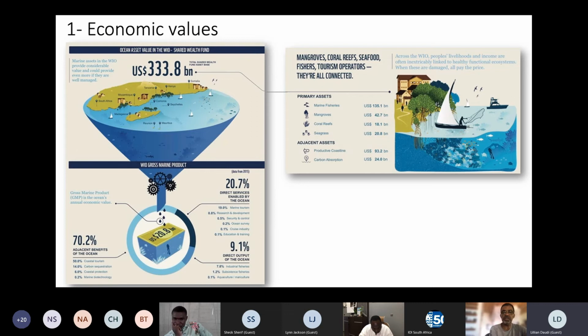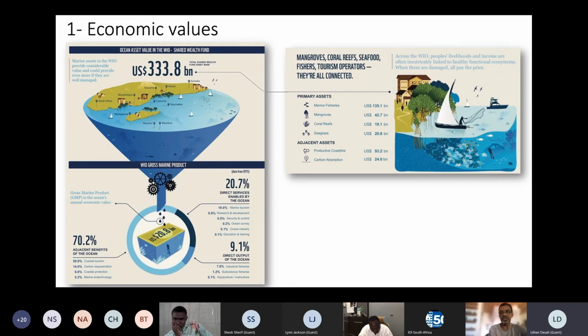So marine tourism is there, research and development is there, and so on. Then at the bottom there's the direct outputs of the ocean. So this is really fisheries, industrial fisheries and subsistence fisheries and mariculture. And surprisingly, they calculated this was just 9% of the total annual value that was received.